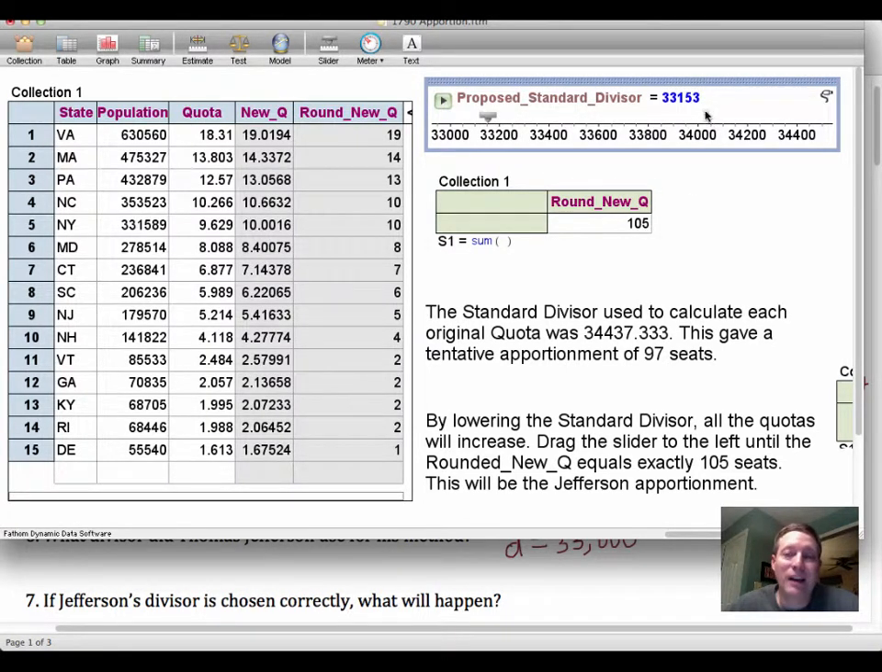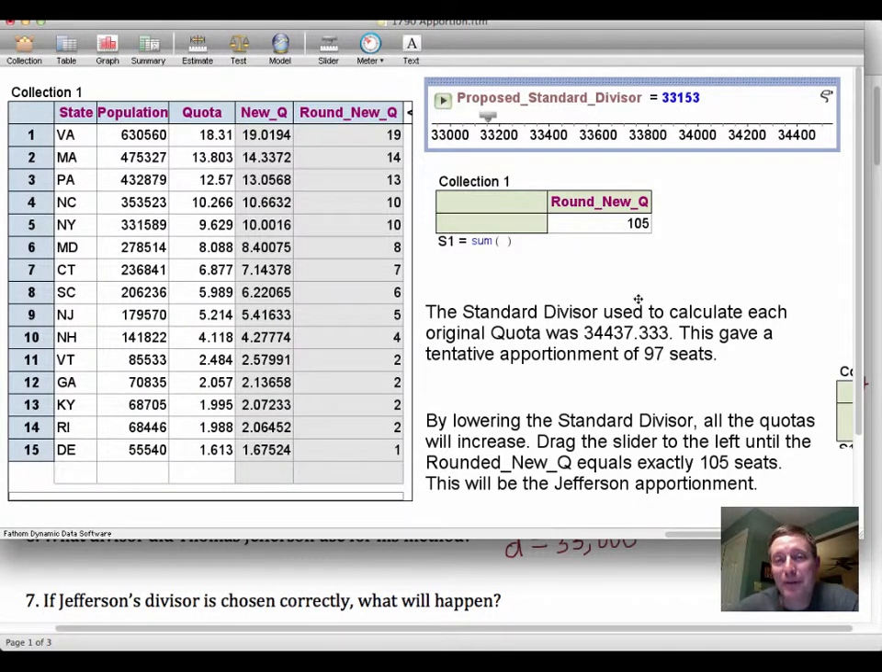So actually, Jefferson could have used 33,153. He didn't have to go all the way down to 33,000, because even with a divisor that is just that number, we would have made 105. And so that's a methodology called the Jefferson apportionment method. What you do is you just change your standard divisor. Instead of using the one that you would normally use for Hamilton method, you make it smaller and smaller and smaller until you finally get the magic number.